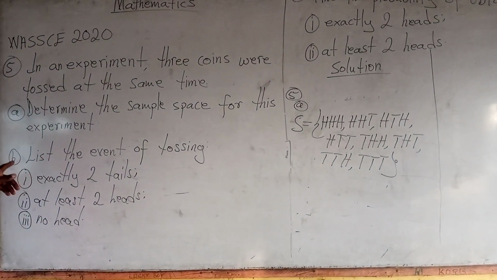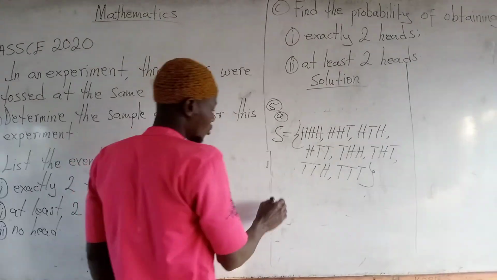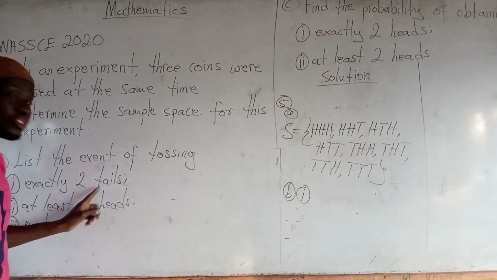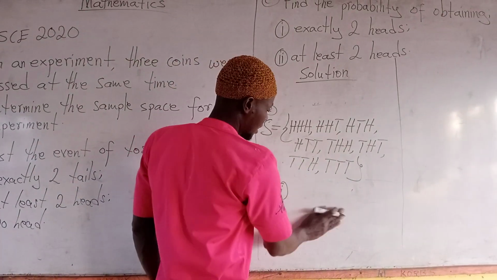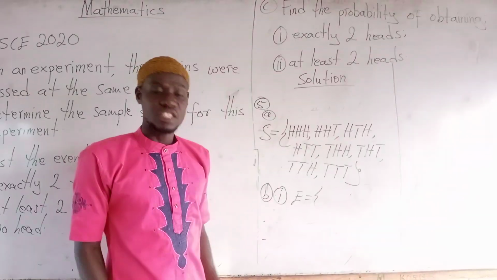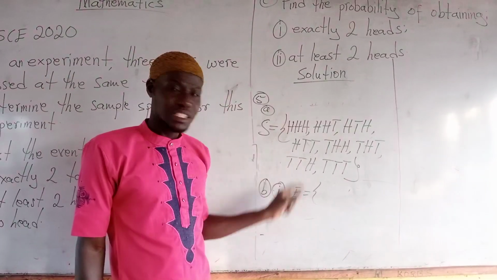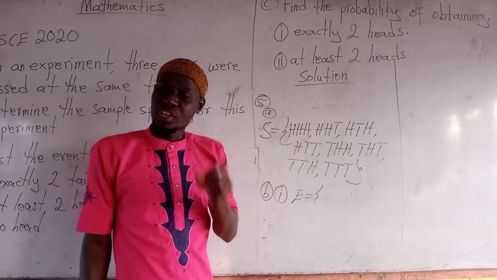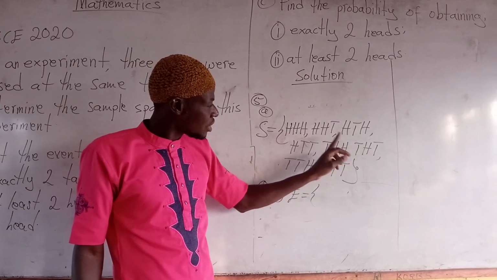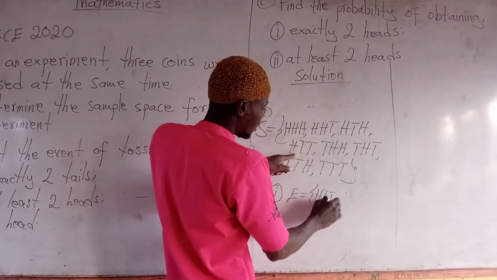Now let's move on. B, we should list the event of tossing: Roman number 1, exactly 2 tails. Let's represent this with capital E, the event for tossing exactly 2 tails. Now you look through the sample space and look out for sample points that contain exactly 2 tails. So look out for it. Here we have one: head, tail, tail.